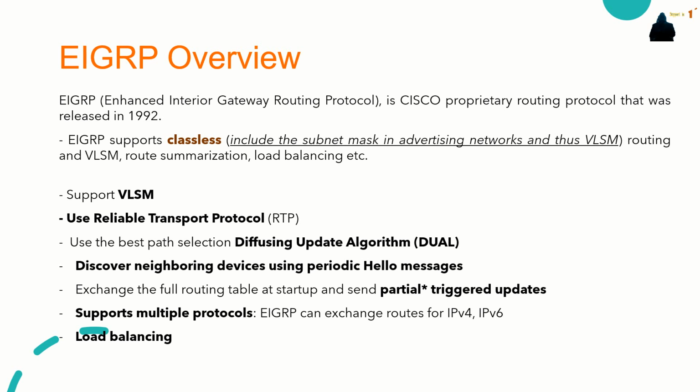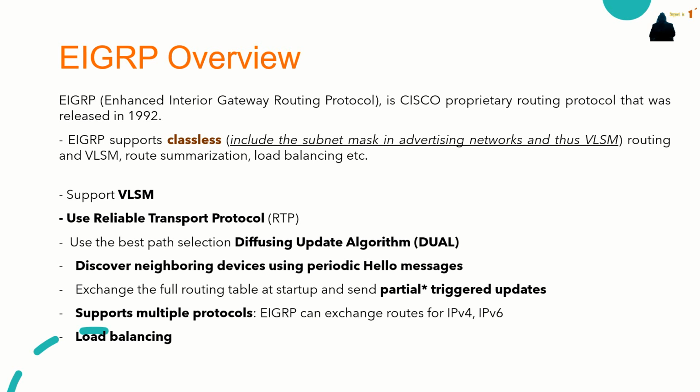EIGRP, or Enhanced Interior Gateway Routing Protocol, is a Cisco proprietary routing protocol that was released in 1992. And its category is classless, because they can support VLSM and routing, and also route summarization and load balancing.